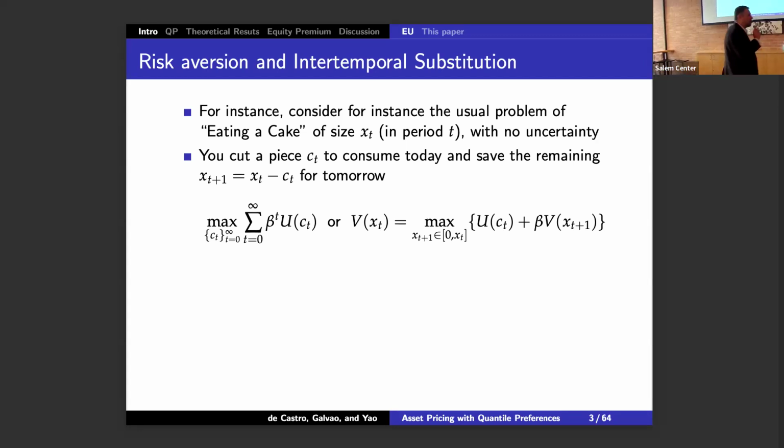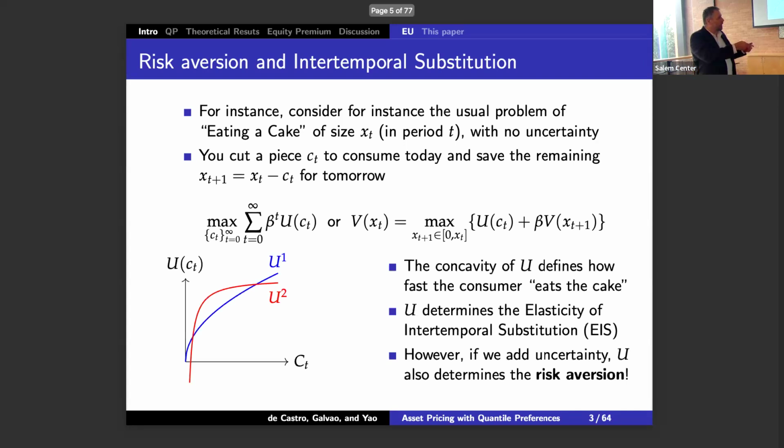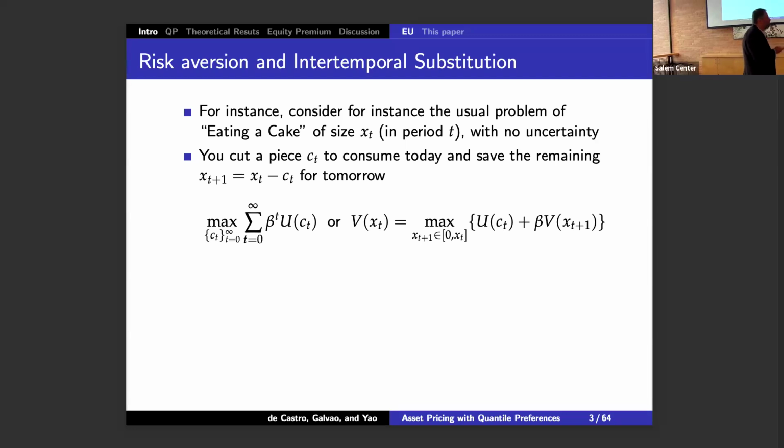This is equivalent to that in this problem, because X_t is the size of the cake, the state that you have. Then you cut this X_t in two parts. One is for consumption today, C_t, and then you save something, X_{t+1}, for tomorrow. Then you value this using this formula. The interesting thing, and now I come back to the point, I'm going very slowly because this is the conceptual part and it's interesting to understand.